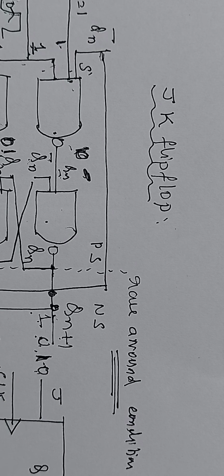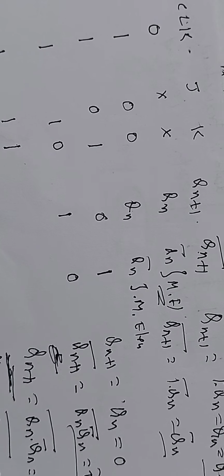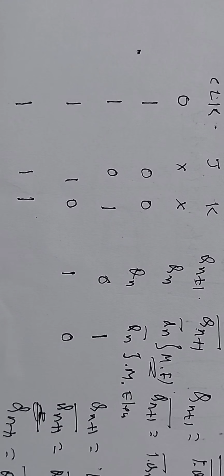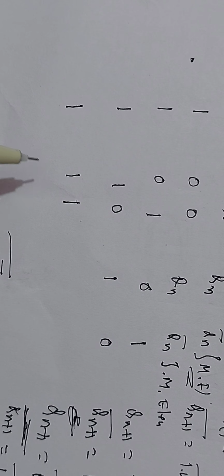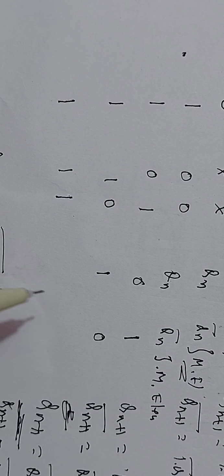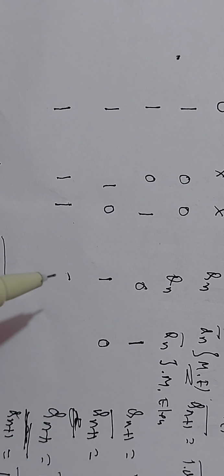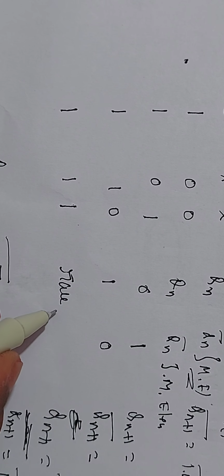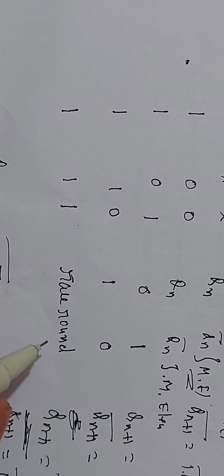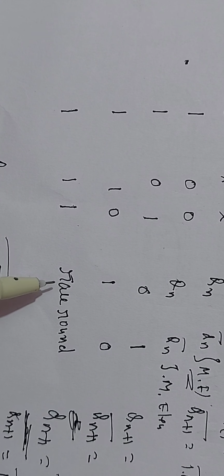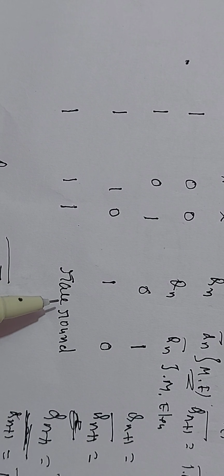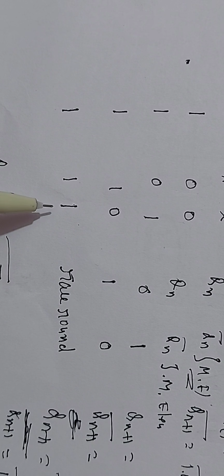Therefore, when the clock is 0, and when the clock is 1, with J equals 1 and K equals 1, the illegal condition continuously changes, giving race around condition. At one time the output becomes 1, next it goes to 0, again goes to 1, again goes to 0. Therefore, there is a continuous change of 1 to 0, 0 to 1, 1 to 0, 0 to 1, when J and K are both 1 and 1.